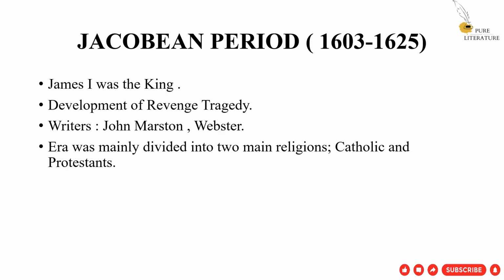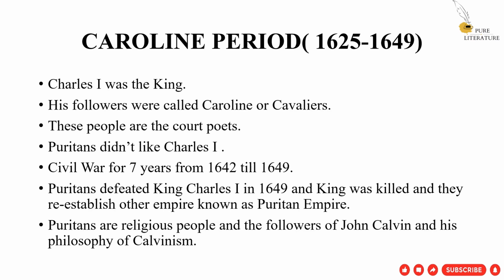Jacobean period. In this period, James I was the king. We can see the development of revenge tragedy style drama in this period. Writers in this age are Webster, who wrote The White Devil and The Duchess of Malfi, and John Marston, who wrote Antonio and Mellida. This era was mainly divided into two main religions, Catholic and Protestant, and James I was a follower of the Protestants.